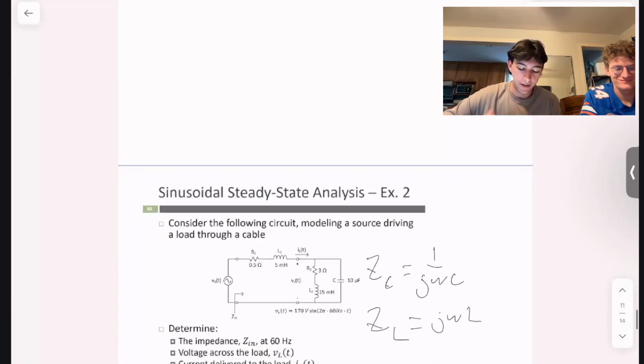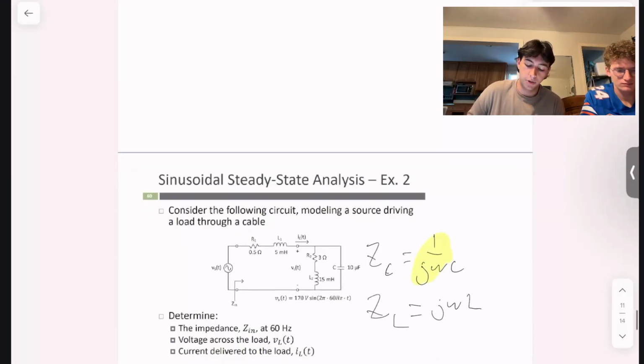What you want to do is express all of your capacitors and inductors in terms of a complex impedance, which can be done with these formulas here. As you can see, the impedance of a capacitor is going to be 1 over j omega c. The impedance of your inductor is going to be j omega L, omega being the radians per second of your alternating current. So here in this question, we're given the frequency, 60 hertz.